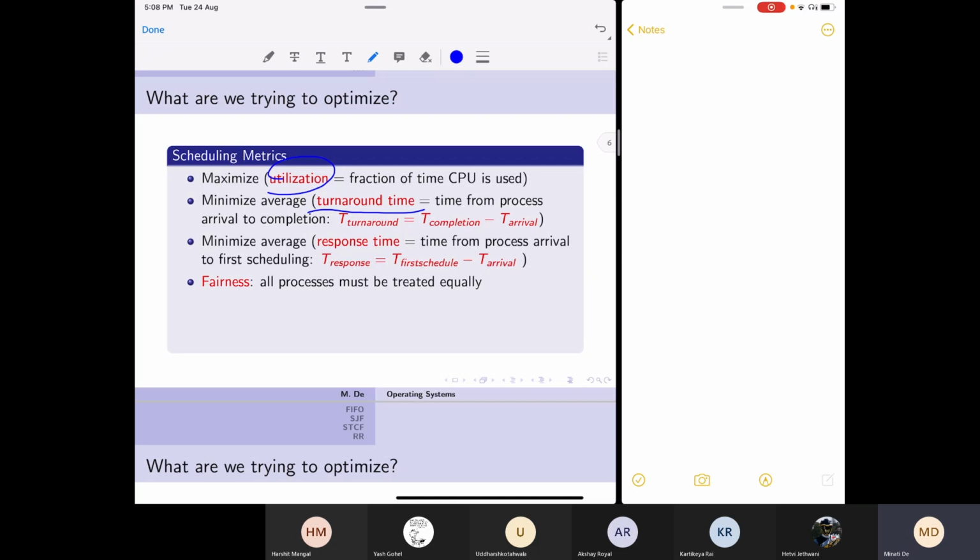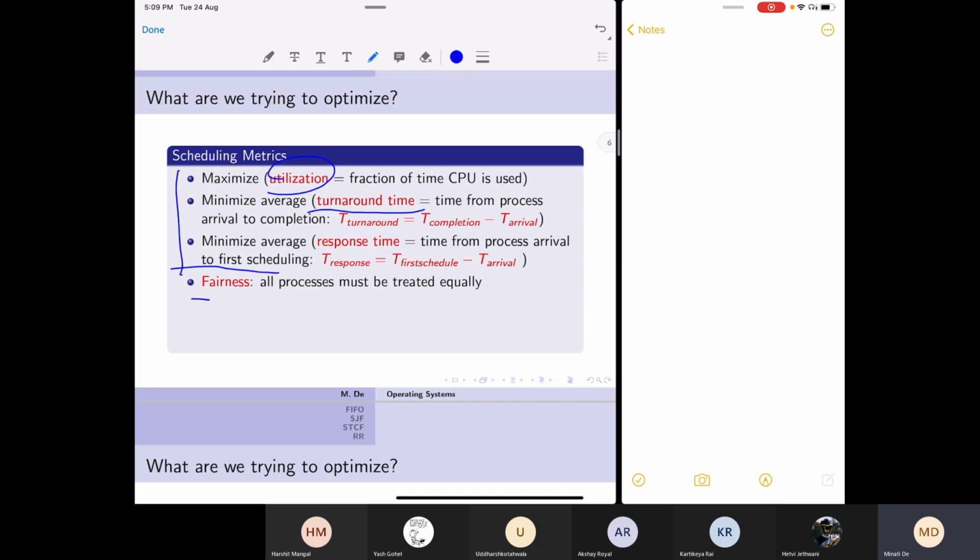And the third parameter is basically response time. Response time means, let's say I have submitted my job at 12 o'clock, and it got scheduled at 12:30. So 30 minutes, basically, that is the response time, right? Of course, this parameter also you should minimize. So these are the main three parameters to judge.